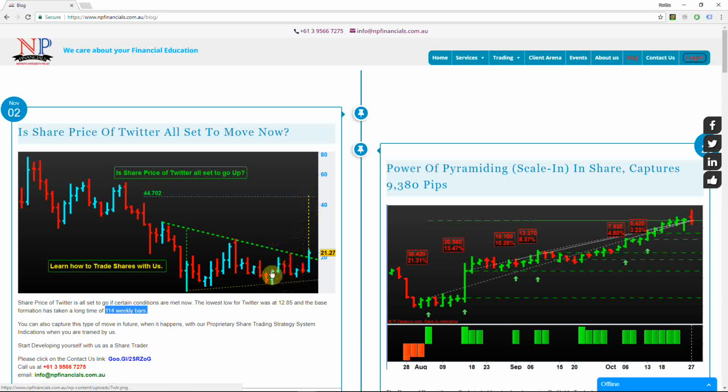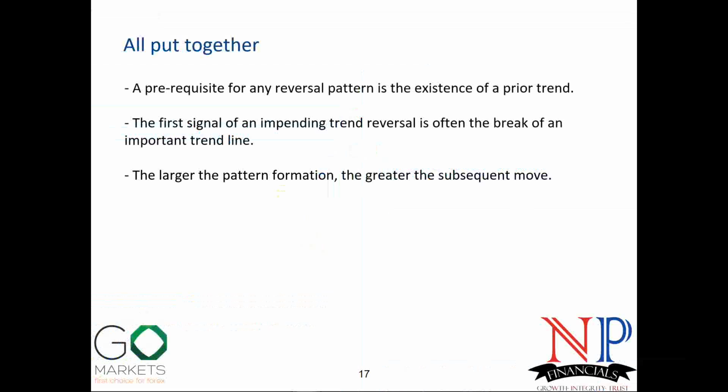But certain conditions, as I am saying again, certain conditions have to be met. To know about these certain conditions, actually you have to contact us. The larger the pattern I showed you, 114 is good enough.